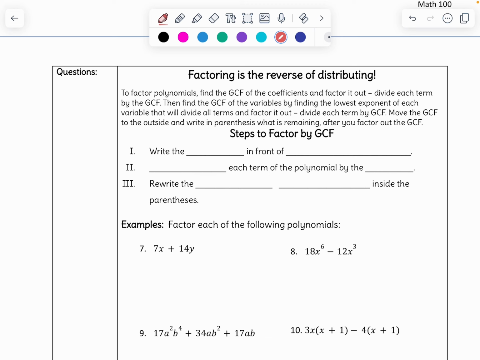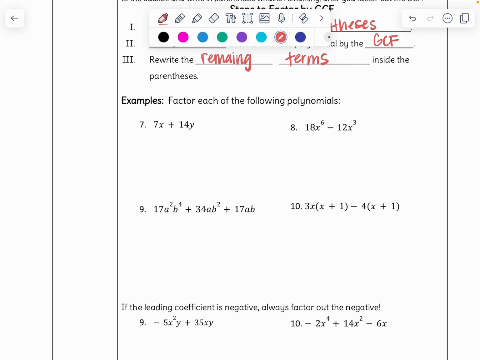Move the GCF to the outside and write it in parentheses. Write in parentheses what is remaining after you factor out the GCF. So let's write out some steps here. You're going to write the GCF in front of parentheses. Then you're going to divide each term of the polynomial by the GCF. Then rewrite the remaining terms inside the parentheses.